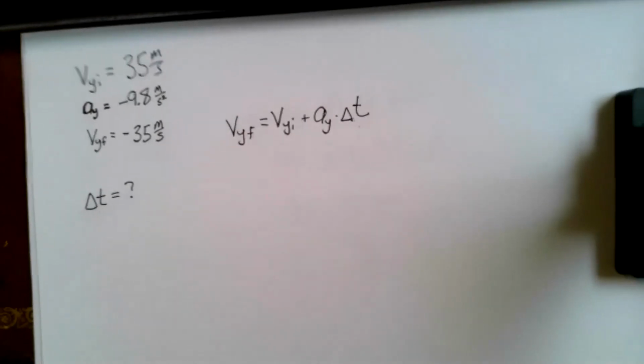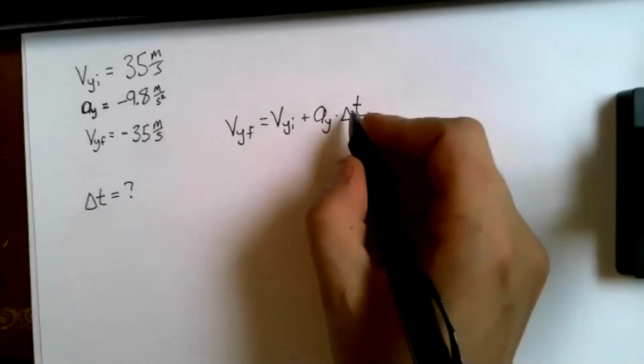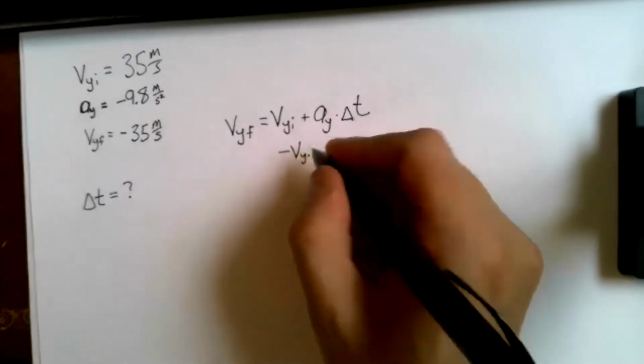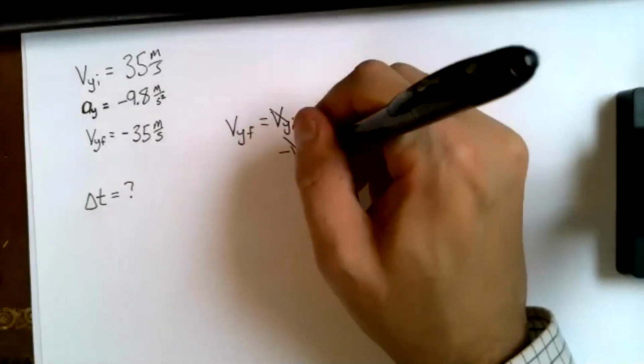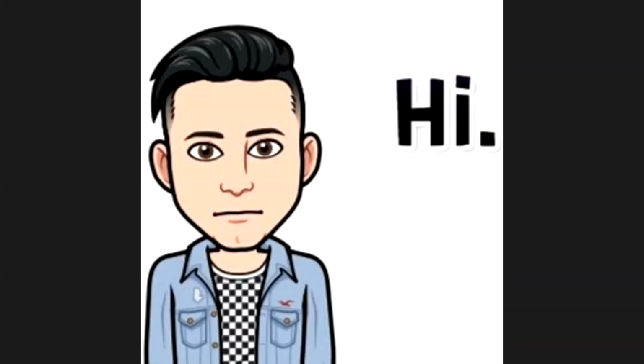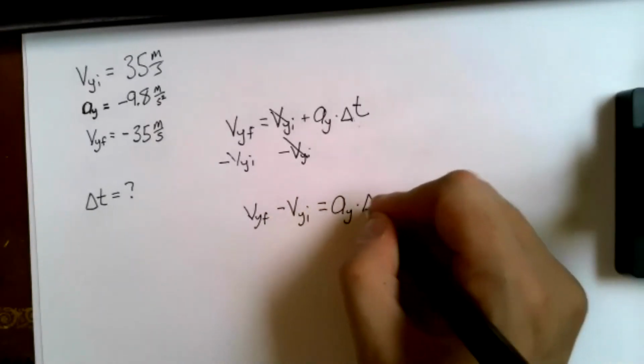Subtract on both sides. Yeah, right. I would subtract, since the VYI is being added on to what I'm looking for, I would subtract it to kind of undo the addition. So if I subtract VYI on that side, it goes away. I have to do it on this side as well. So I get final velocity minus initial velocity equals acceleration times time.